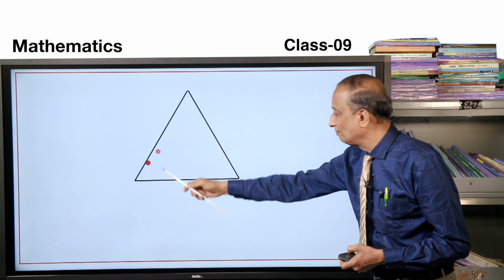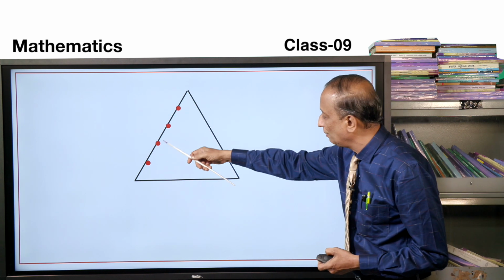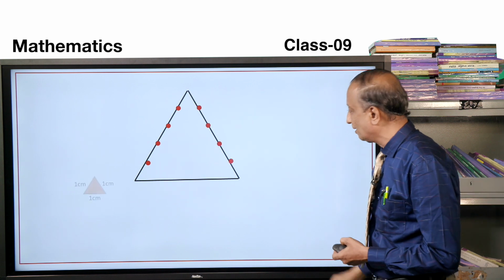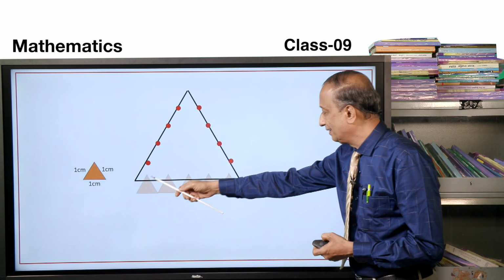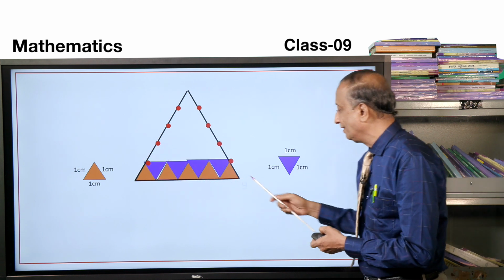So here is an equilateral triangle of 5 centimeter. Let us make it into 1, 2, 3, 4, 5 equal parts. This side also 5 equal parts. So now let us try to fill up each row by an equilateral triangle of 1 centimeter each.